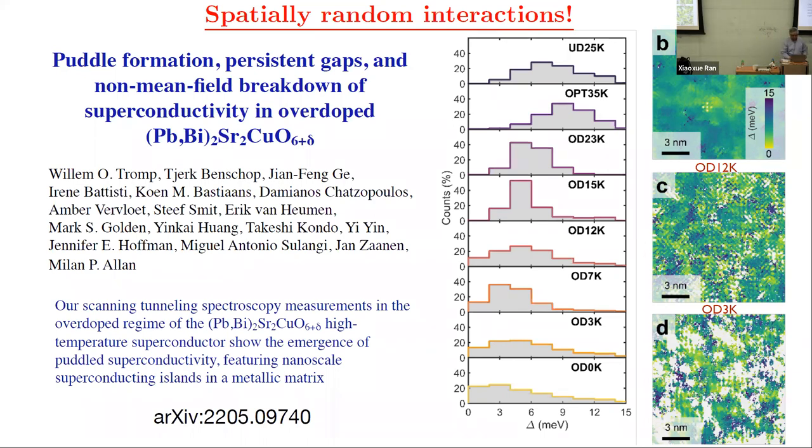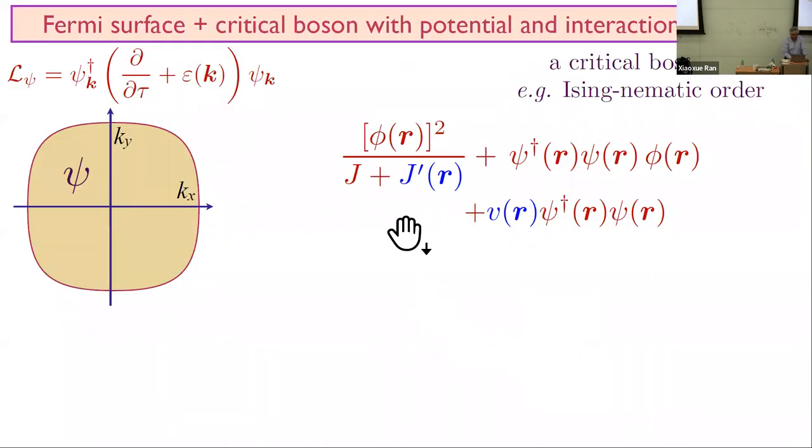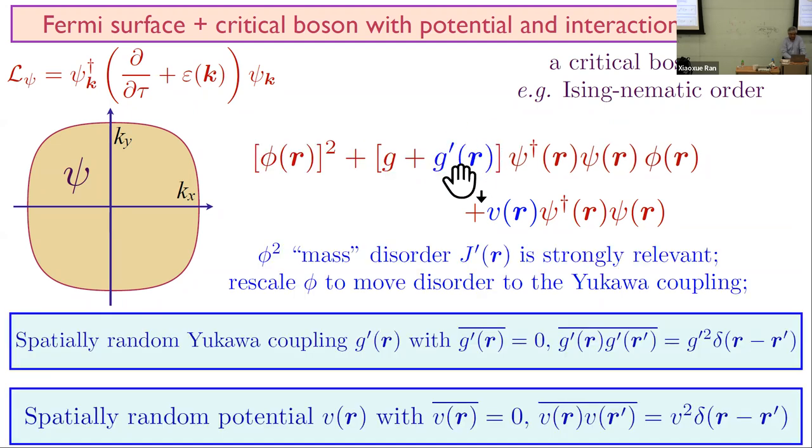So what does that mean? This J that I had here now has some J prime, which is a random function of position. This is constant and this is random. Now you can rescale phi and put it over here. And this is our final model. This is the model that's going to be the solution of the whole thing, at least we propose. We have a Fermi surface.